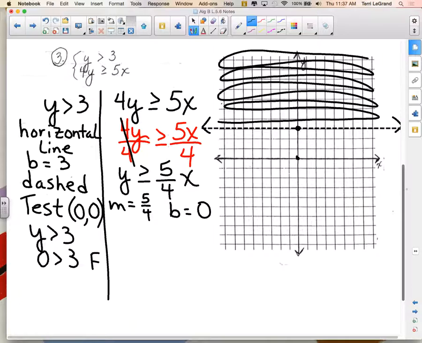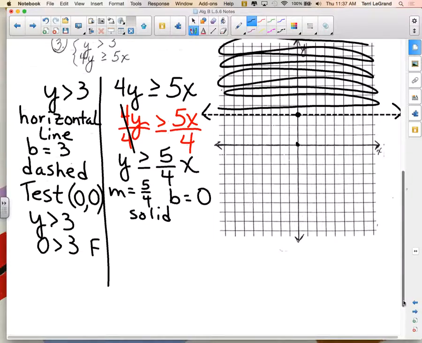Should this be a dashed or solid line? Solid. Oh, I'm thinking it's solid, yeah. Okay. And should it rise or fall from left to right? Rise. It should rise, okay. So go ahead and get your solid boundary line for this one graphed.